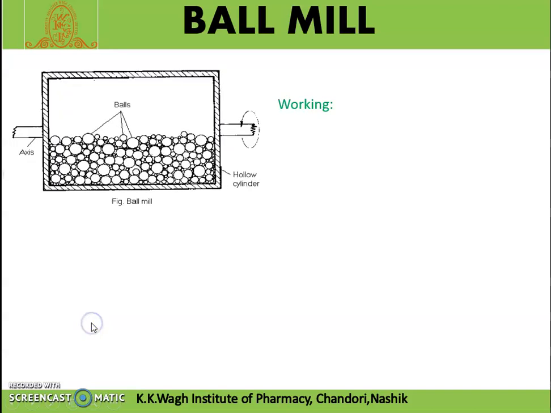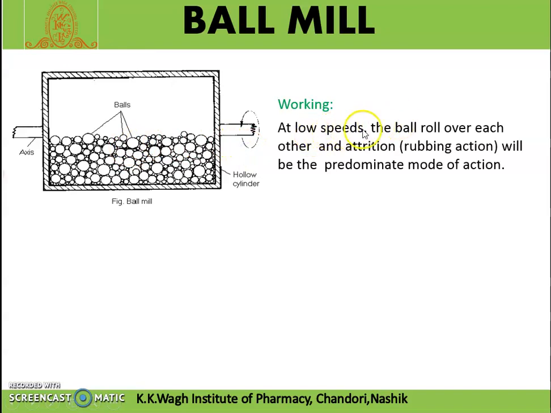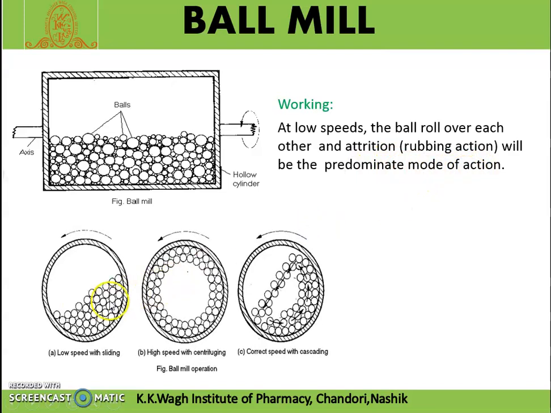In the working, this is the diagram of the ball mill. In that there are a number of balls, and between the balls we place the material, which can be coarse, and it can be cut down into a smaller size with the help of these balls. At a low speed, the balls roll over each other, and attrition, that is rubbing action, will be the predominant mode of action. Let's see the modes.